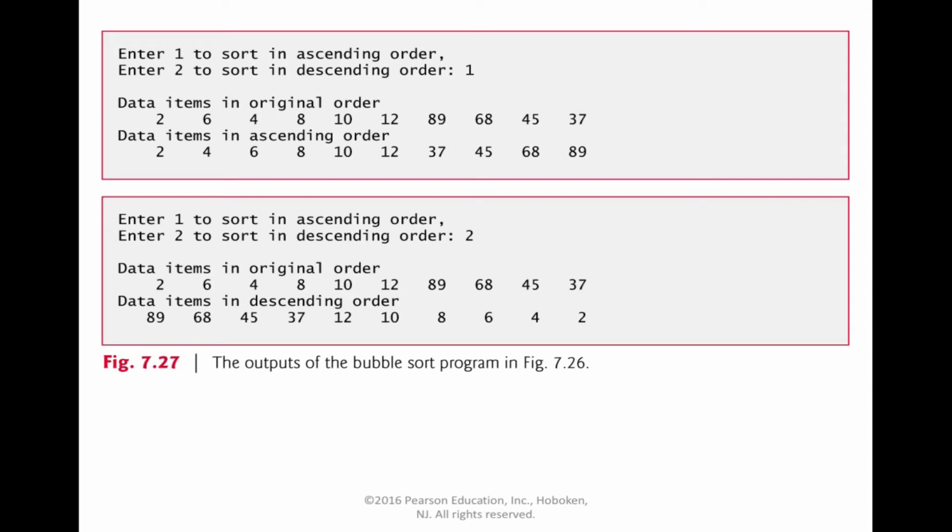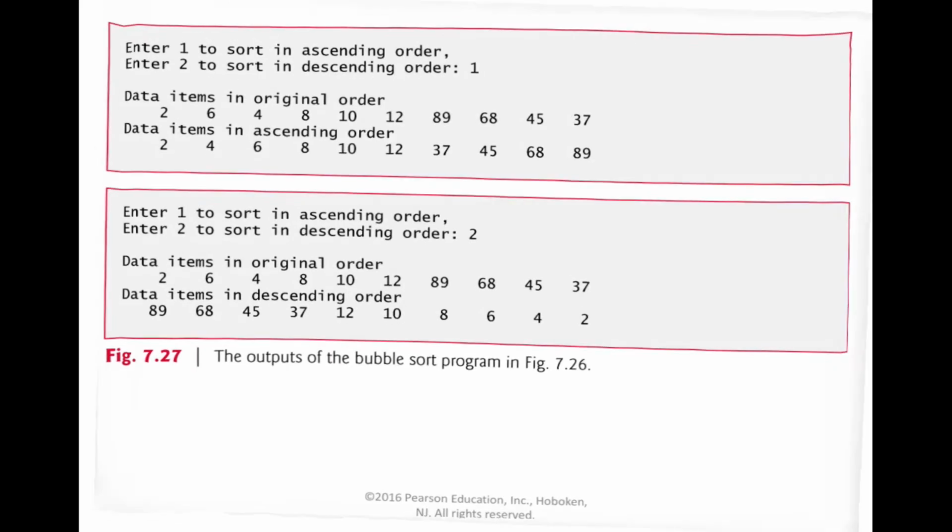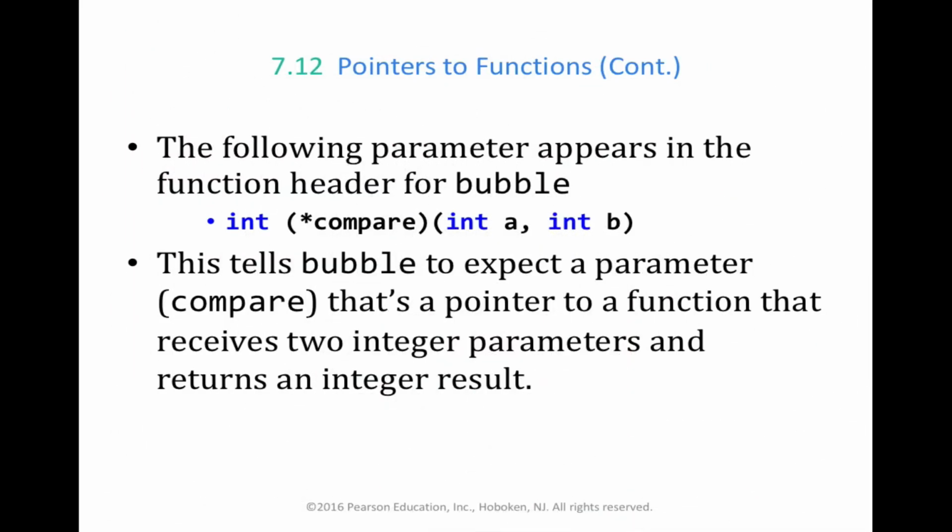We can look at the output of the bubble sort program that we just looked at, both ascending and descending. So it's pretty cool how it works. Again, all it is doing is switching whether or not the comparison should occur, given which function is passed into the bubble sort program. The parameter that appears in the bubble sort tells the bubble sort to expect a parameter compare that is a pointer to a function that receives two integer parameters and returns an integer result. So that's essentially what that is.